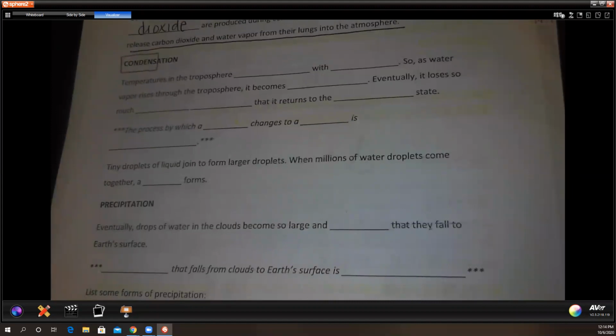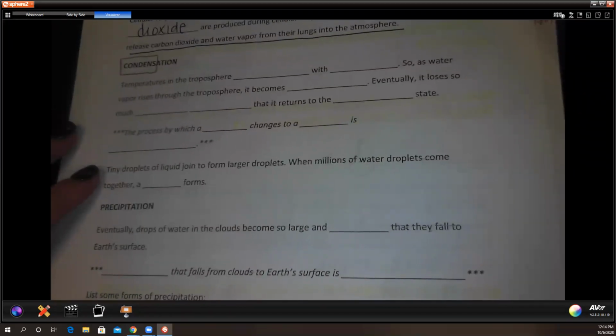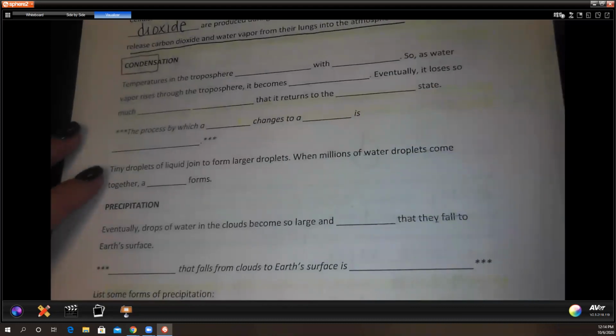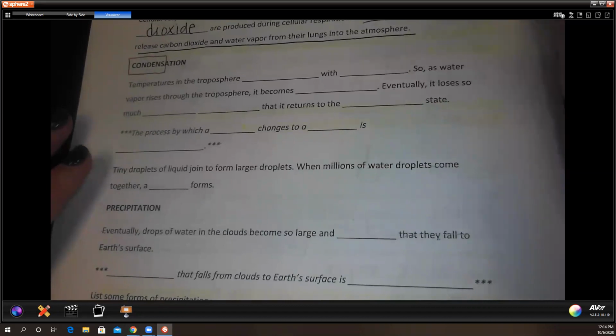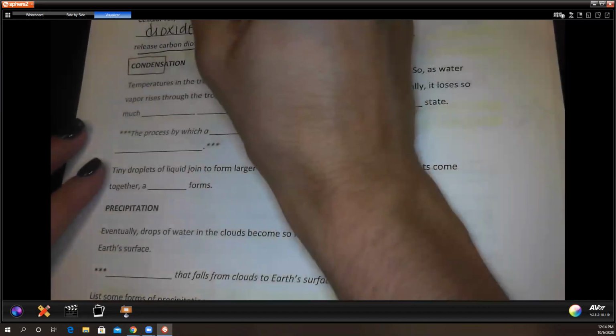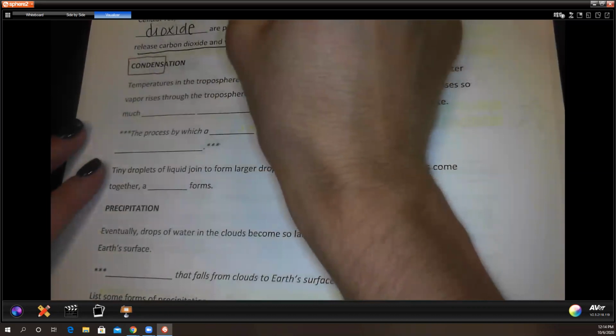So I want you guys to help me fill in the blanks. Temperatures in the troposphere, blank with blank. Look at the reading. Decrease with altitude.